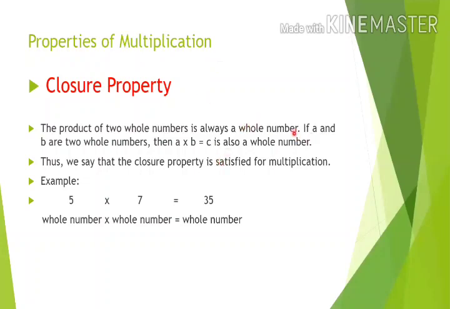If A and B are two whole numbers, then A into B is equal to C, which is also a whole number. For example, 5 into 7 is equal to 35, where 5 is a whole number, 7 is another whole number, and their product 35 is also a whole number.